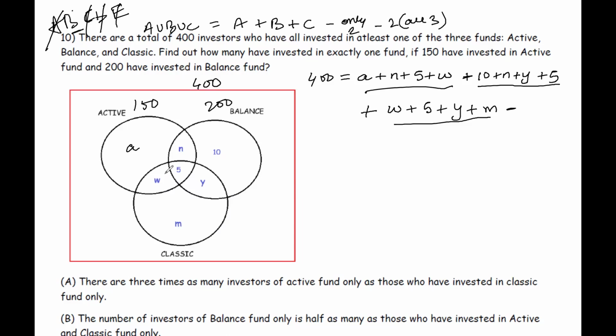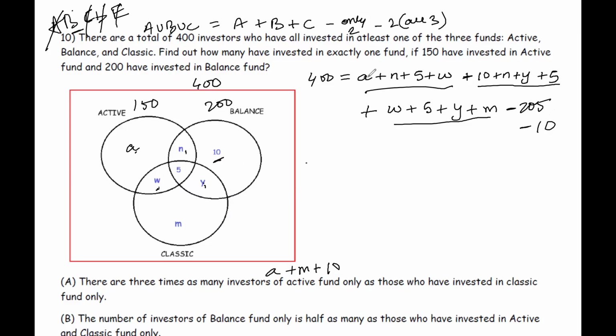We figured out that if this is 200, then N plus Y is 185. And then from the second statement, we found out W is twice this, so it's 20. So N plus Y plus W, which is 185 plus 20, is 205. And then minus 10 for twice of all three. And remember, we need to find A plus M plus 10. So I'll just write it down out here: A plus M plus 10.